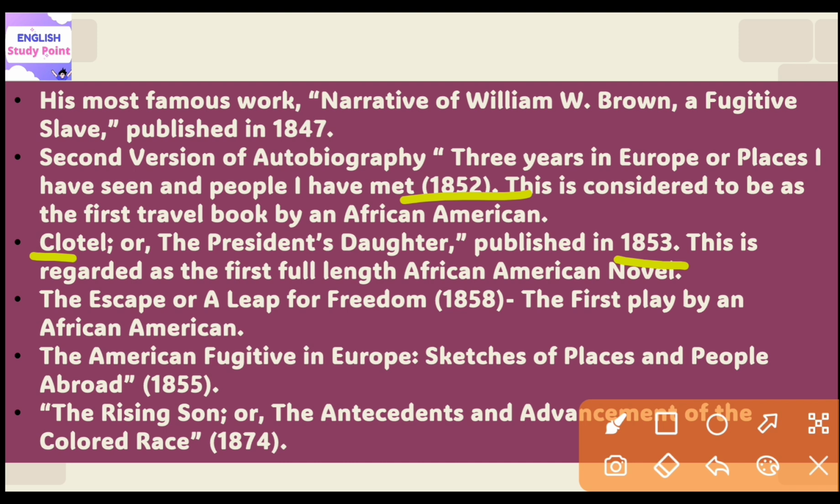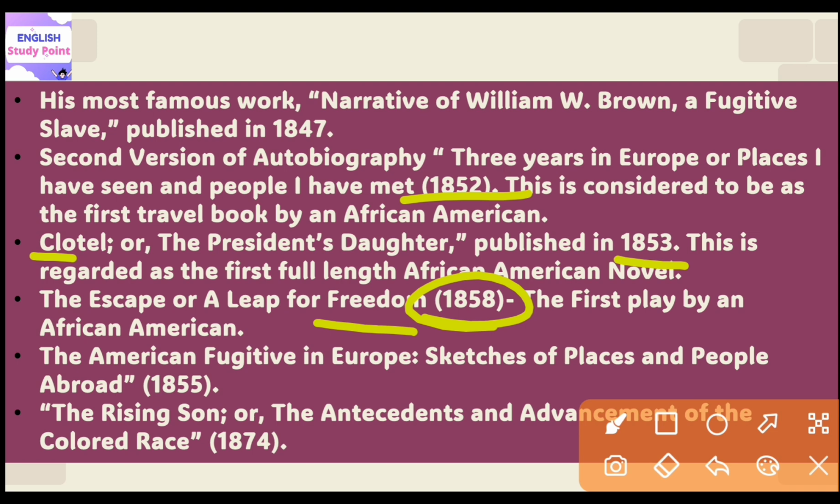So this novel, considered the first published novel by an African American, tells the story of the mixed race daughter of President Thomas Jefferson and his slave mistress. Through this story, Brown highlights the hypocrisy of a society that promotes freedom and equality while perpetuating the institution of slavery. Another work, titled The Escape or A Leap for Freedom, was published in the year 1858.